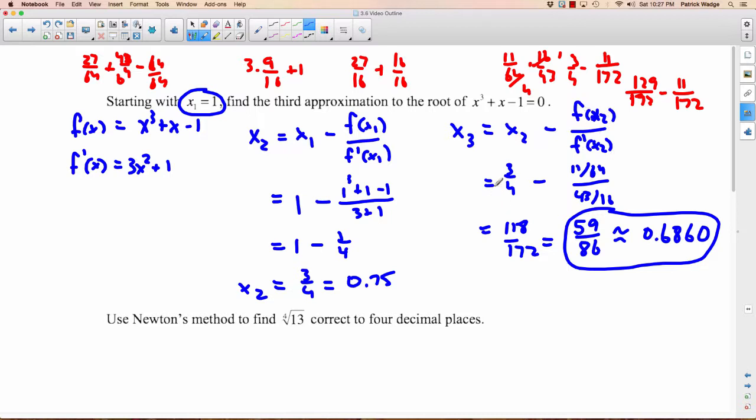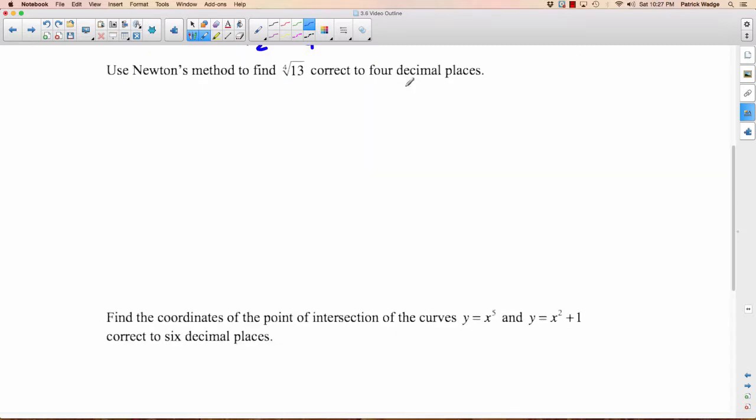Like that. Now, I know you were probably getting quite annoyed with me by doing all this red stuff up here. You want to use a calculator. So that's what we're going to do for the other two questions. Use Newton's method to find the fourth root of 13, correct to 4 decimal places.